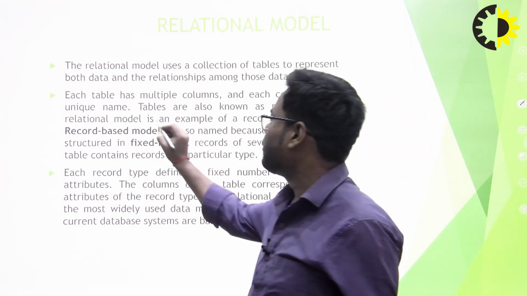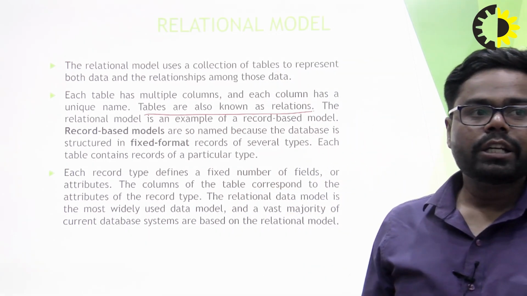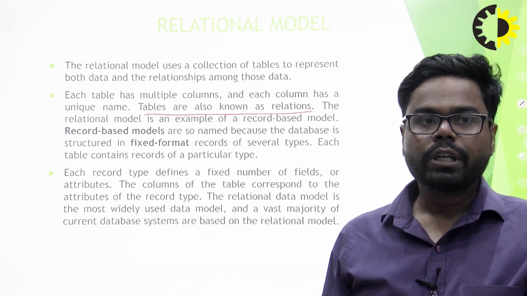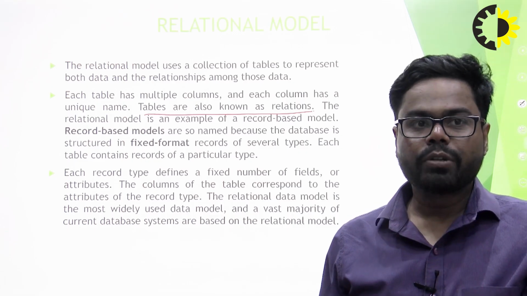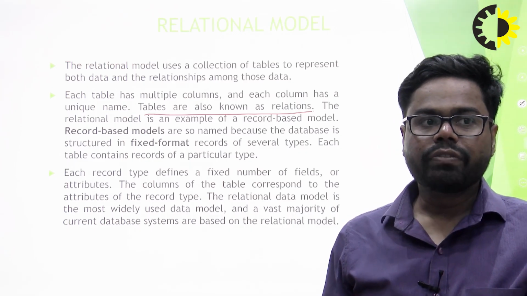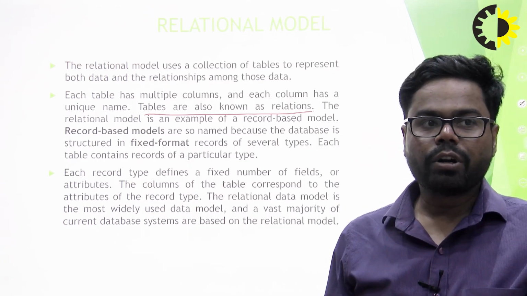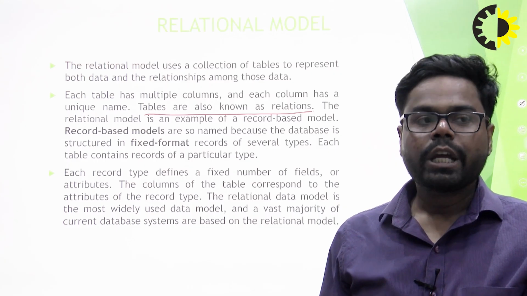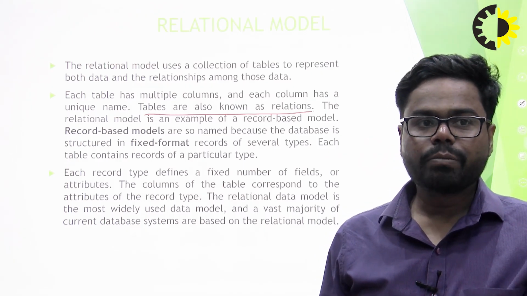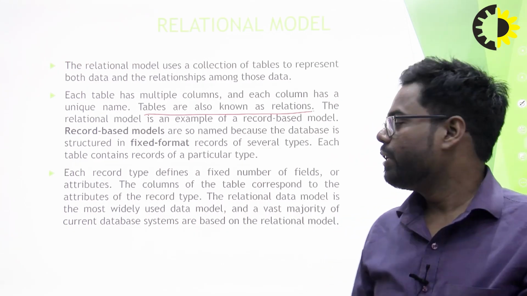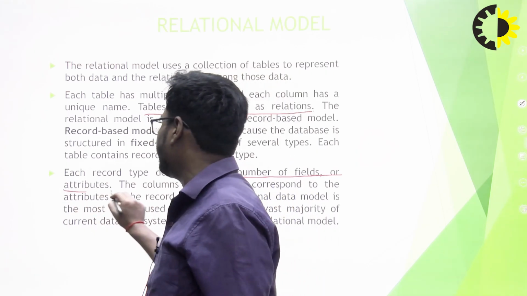This is the important part. Tables are also known as relations. The relational model is an example of a record-based model. Record-based models are so named because the database is structured in fixed-format records of several types. Each table contains records of a particular type. Each record type defines a fixed number of fields or attributes.